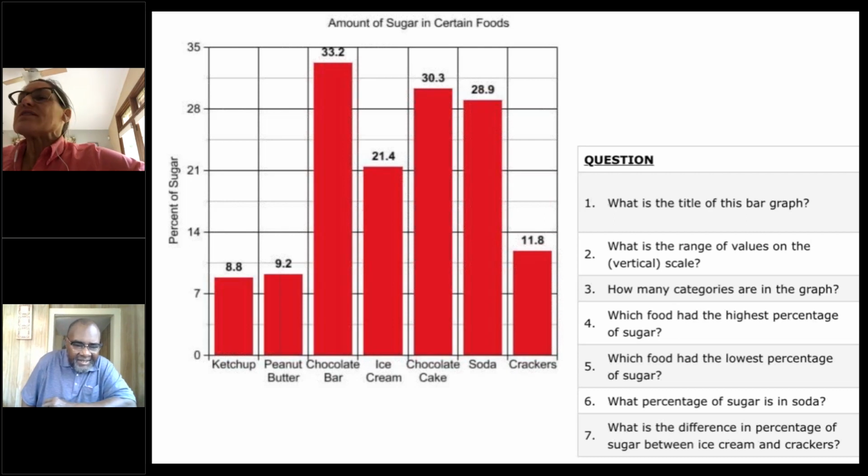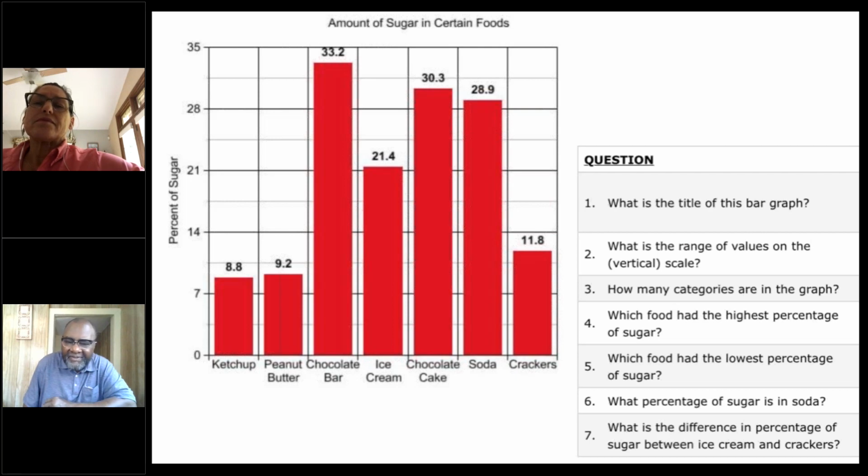So you see the different foods. Yes, ketchup, peanut butter, chocolate bar, ice cream, chocolate cake, soda, and crackers. We're just going to go right over to the questions and use the graph to answer them. What's the title of this bar graph? The amount of sugar in certain foods. What is the range of values on the vertical scale? 0 to 35 percent. And how many categories are in the graph?